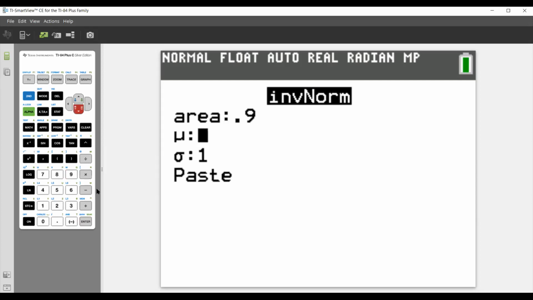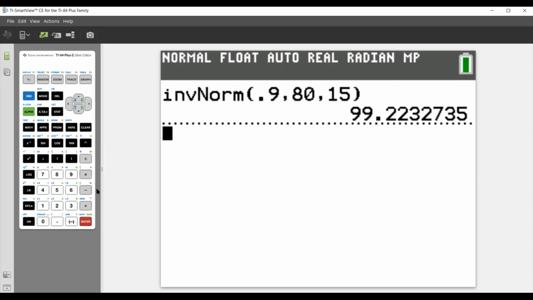Now the mean, again, we want to use is 80, standard deviation 15. Make sure you do that. And the answer you're going to be given here is the actual test score that you need to get, the minimum test score that you need to qualify for this position. You need to score at least a 99.